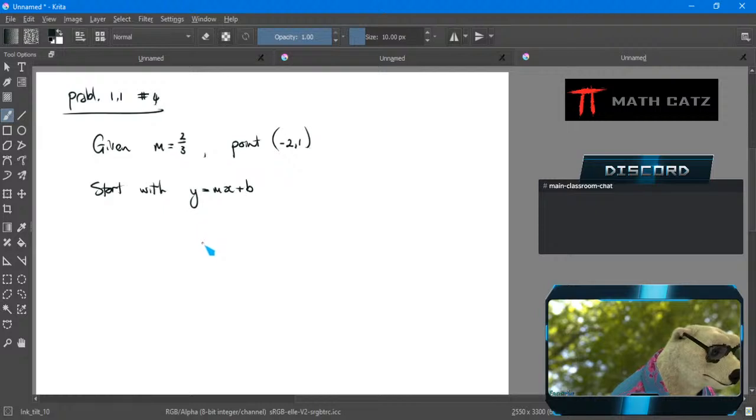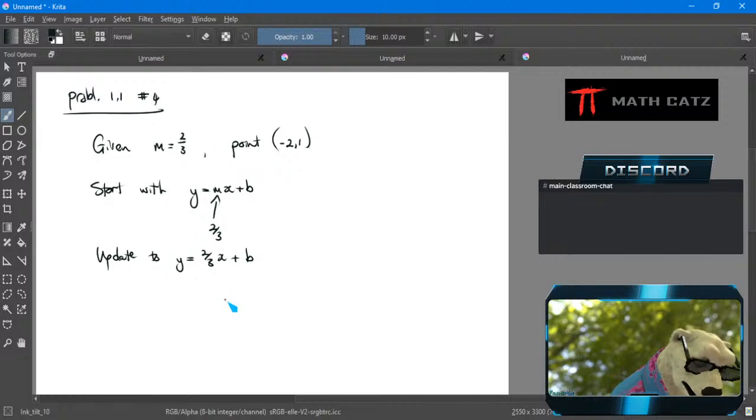That's the best one, the only one I need. So the slope is already given, so we can just insert 2/3 right there. So we can update to y equals 2/3 x plus b. So now I still have to find the b.